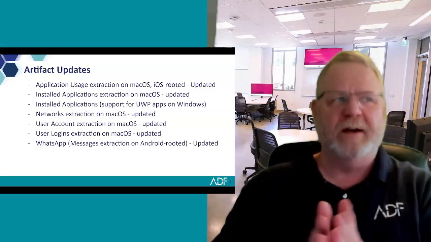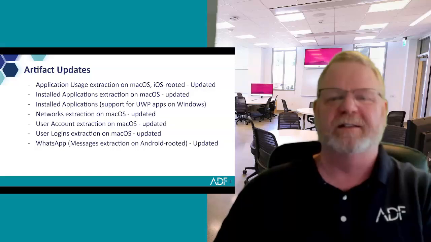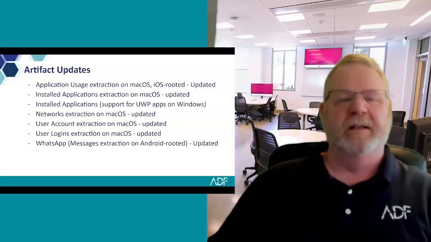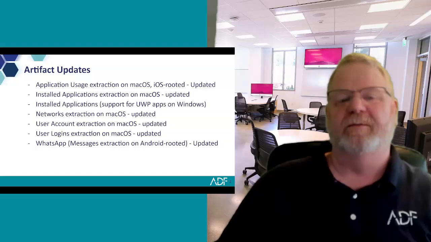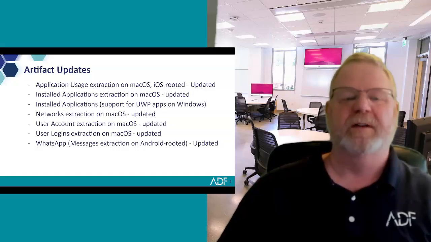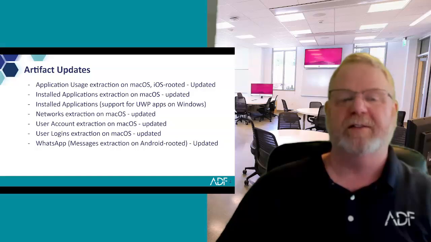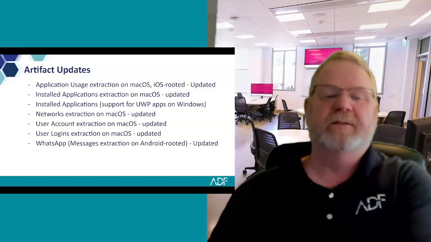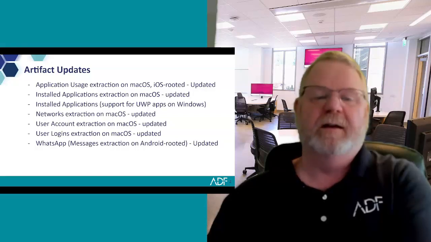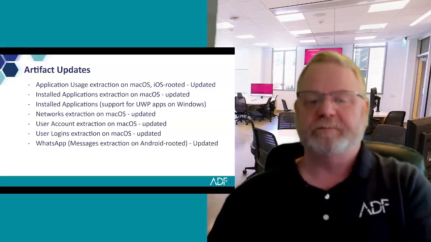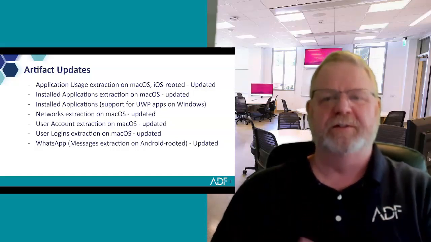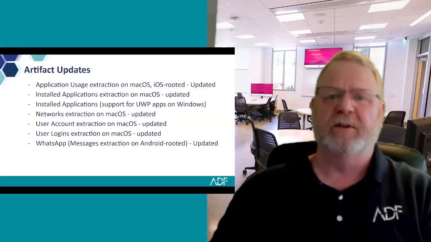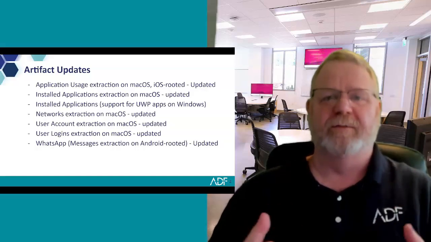Artifact updates. So application usage extraction on Mac OS and iOS rooted has been updated. Installed application extraction on Mac OS. Installed applications. There is now support for the Universal Windows Platform apps on Windows. Network extraction on Mac OS. User account extraction Mac OS. User logins and WhatsApp messages extraction on Android rooted. So the iOS rooted, the Android rooted, as you know, we bring in physicals from the other tools, so we'll be able to parse that information out from those.